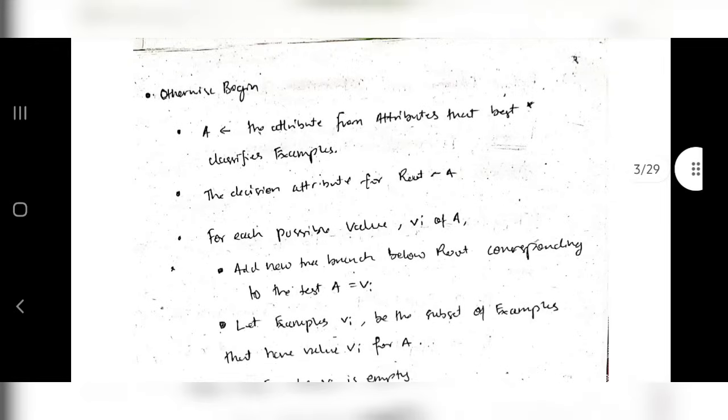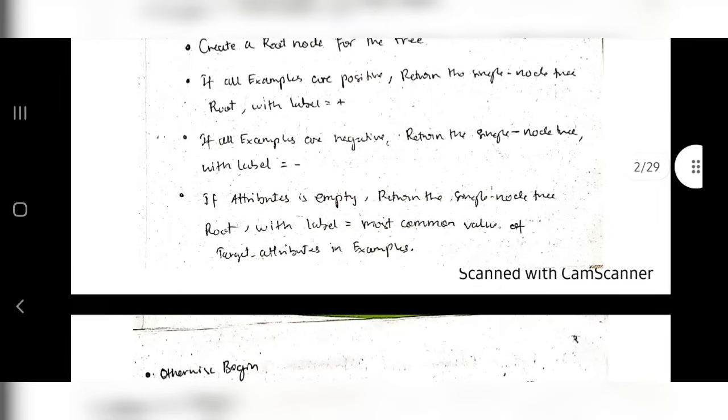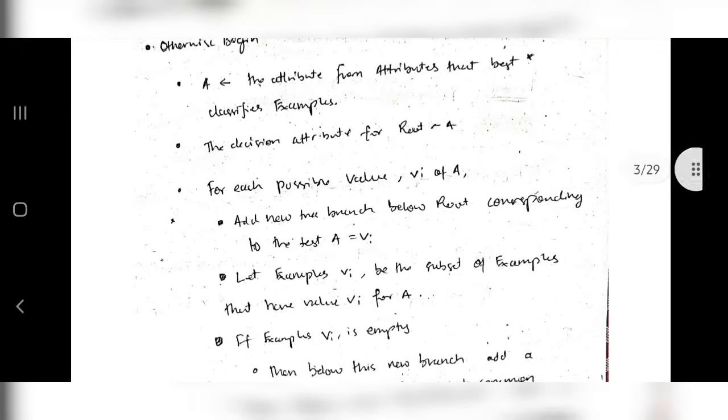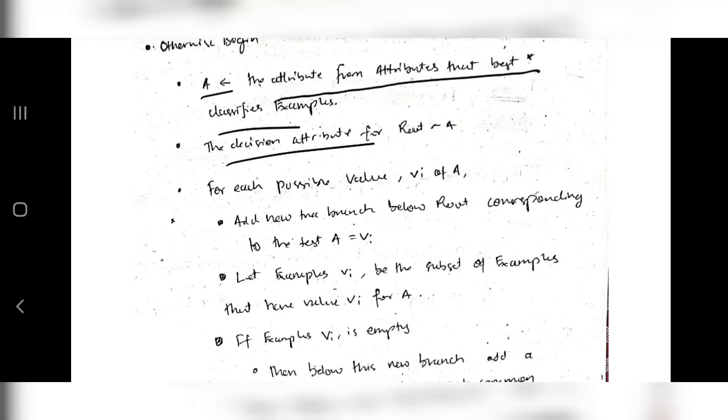Next, otherwise, if these all are not true, like for example if there is a yes and no mixture, something like that, then in that case I have to do these things from scratch. I have to pick the attribute from the attributes that is best, A star, which classifies the examples. Best means choosing the best attribute. Okay, and the decision is made for the root. For each positive value, add a new branch.